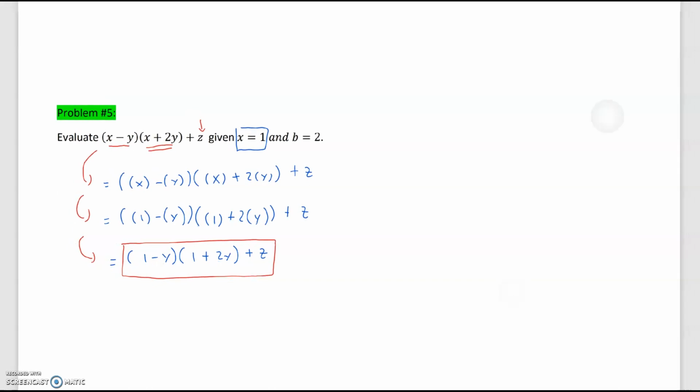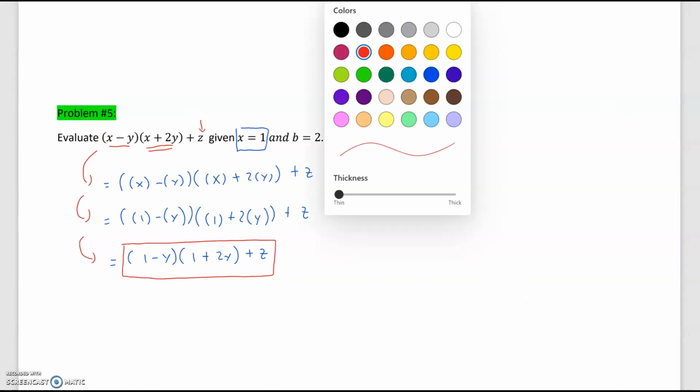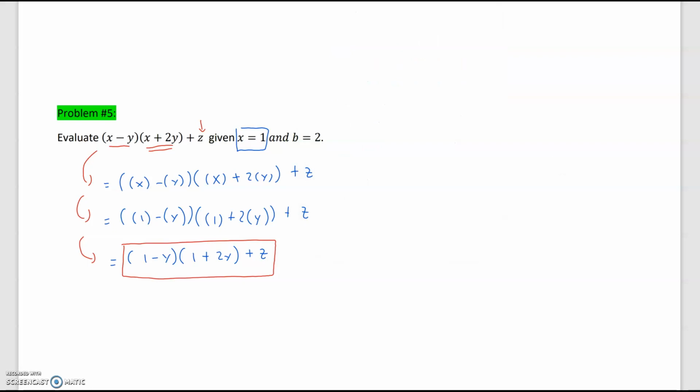In a later set of problems, they're going to carry an expression like this further. And let me just show you what they would do then. So you technically use the FOIL method and distribute the 1 to these two, the -y to those two, and then simplify it as much as you can. So this will be 1 times 1 is equal to 1, plus the values of 2y, since it's 1 times 2y. Then -y times 1 would be -y, and then -y times 2y, this will be a -2y squared plus a z.